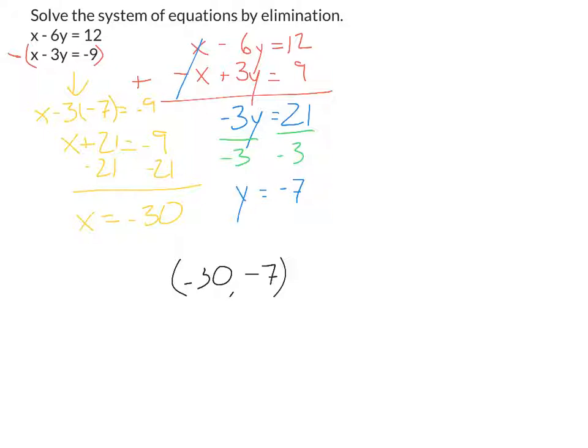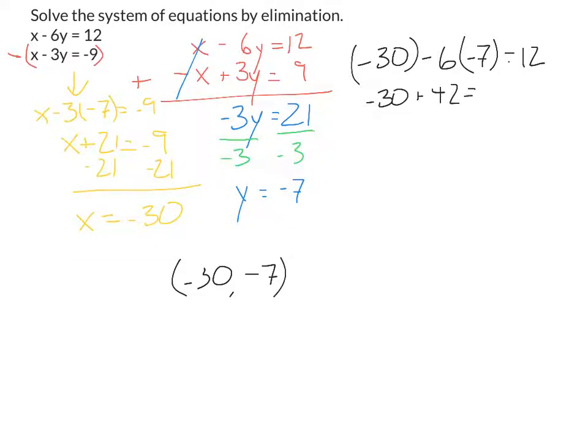And let's check. If I use my top equation and I plug negative 30 for x and negative 7 for y, we should get a true statement. So we'll have negative 30 minus 6 times negative 7 equals 12. And so negative 30, negative 6 times negative 7 is a plus 42. And does that equal 12? And it sure does. So there's our final ordered pair here, and we are done.